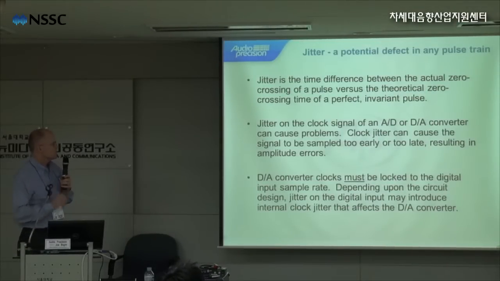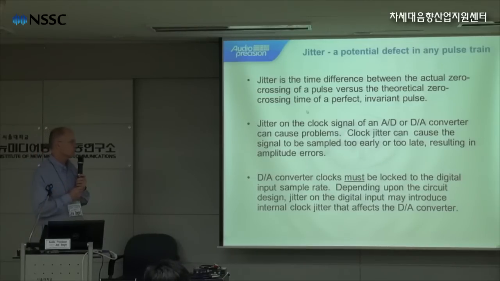Jitter is also a potential defect in any pulse train. It's the time difference between the actual zero crossing of a pulse versus the theoretical zero crossing of the pulse. So you want your pulses to be rock steady, and if there's jitter on the clock, the transitions move back and forth in time, causing errors in the sampling.